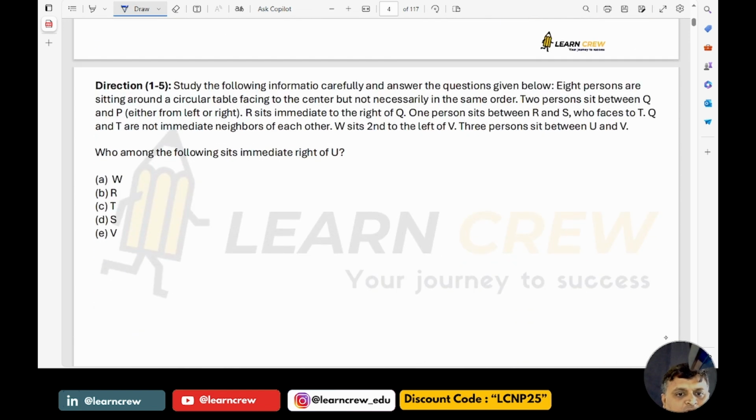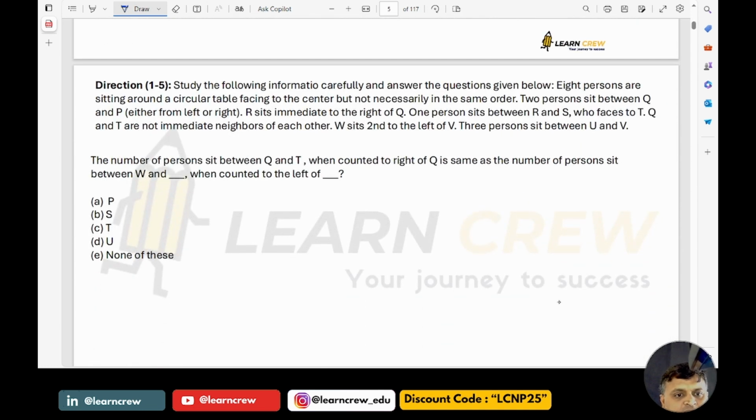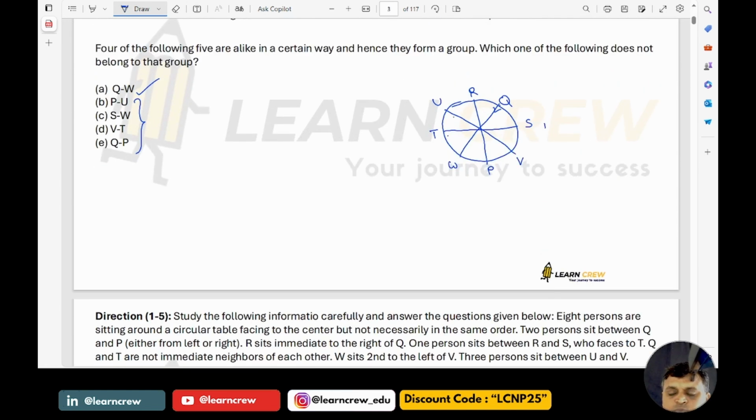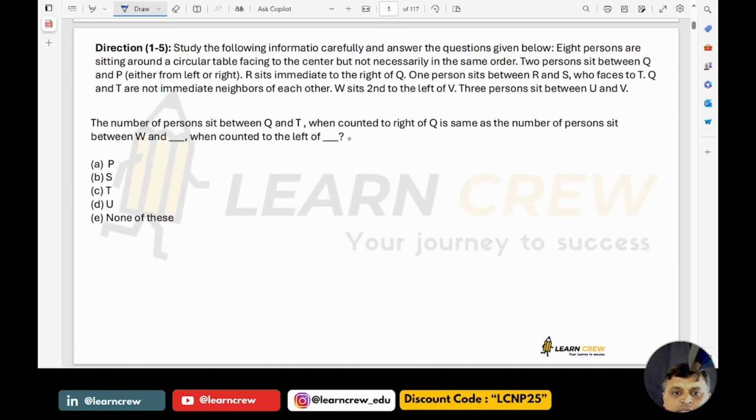Next one. Who among the following sits immediate to the right of U? It is T. So answer is C. Next one. The number of persons sitting between Q and T is how much? 2, right? The number of persons sitting between Q and T is 2. So now Q and T is 2 here, and here if you see 4 in this way. Now Q and T when counted from Q means it is 4. Is it the same as the number of persons sitting between W and whom?